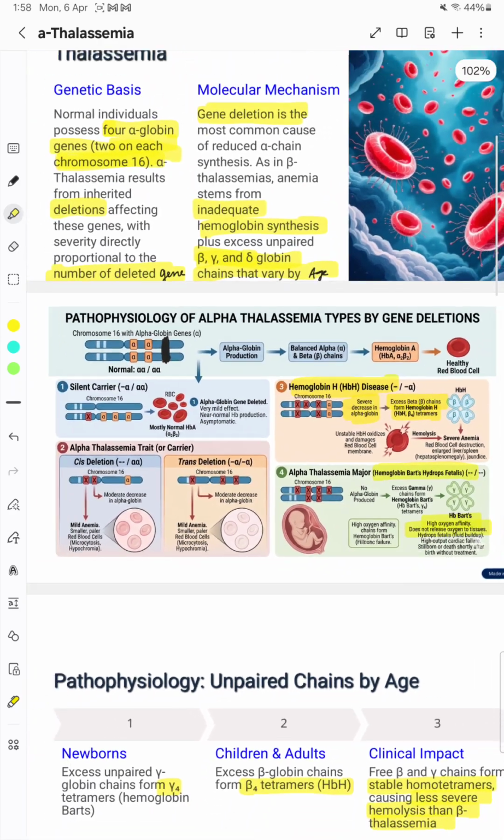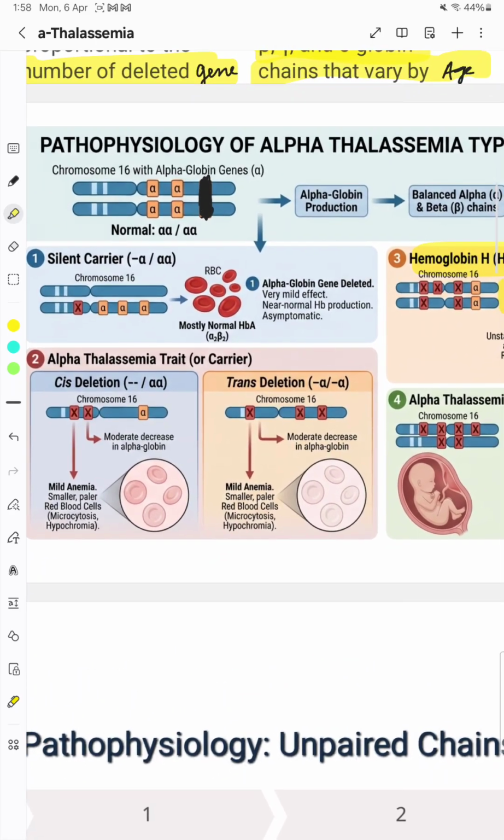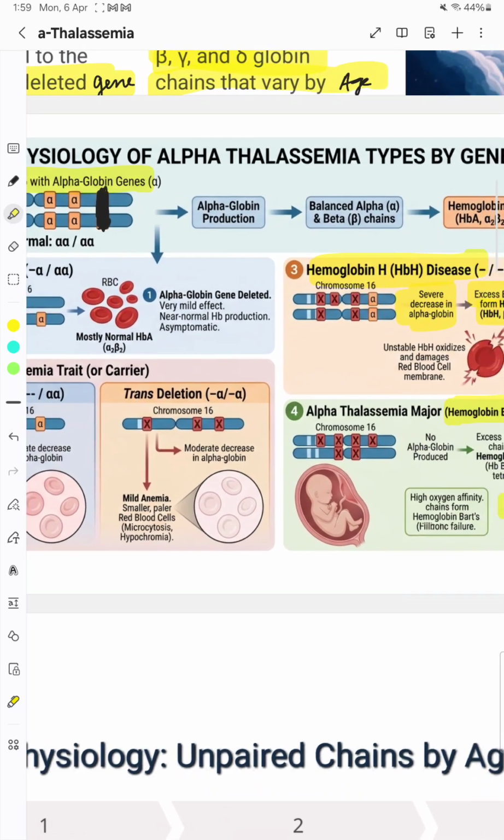In this diagram, we will discuss the pathophysiology of alpha thalassemia. Normally, chromosome 16 has 2 alpha globin genes. So, 1 pair of chromosome 16 results in a total of 4 alpha globin genes. These 4 alpha globin genes will result in the production of 2 alpha globin chains.